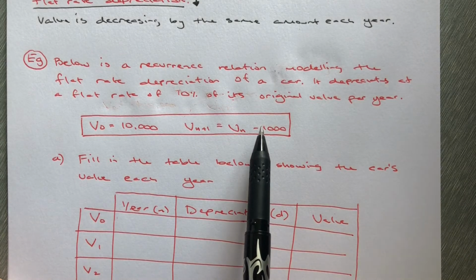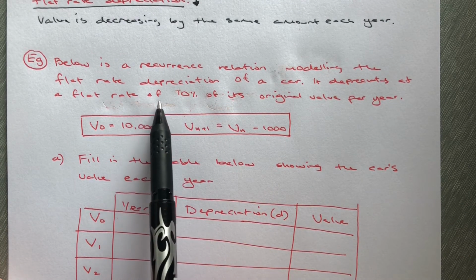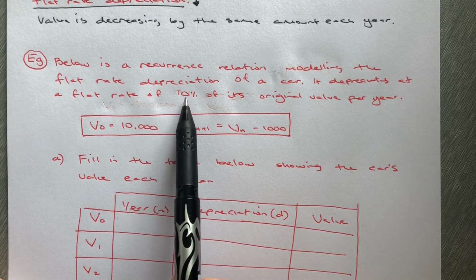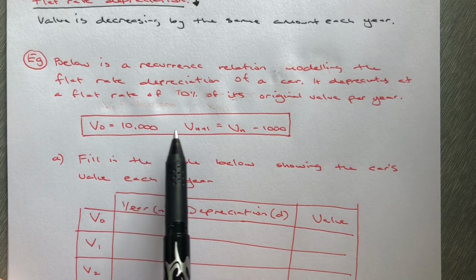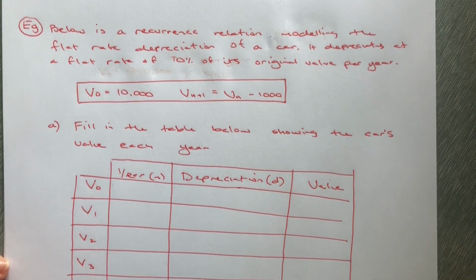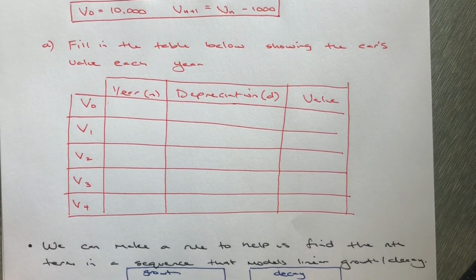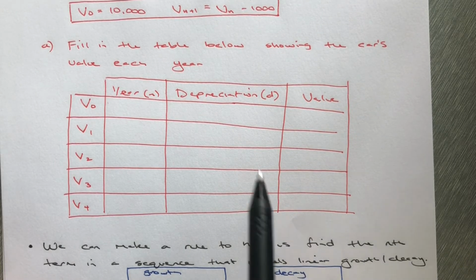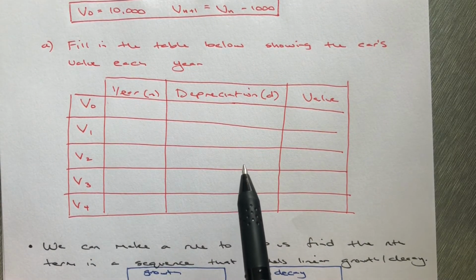Okay, now it told us before that the flat rate of 10%, hopefully we know that 10% of 10,000 is 1,000. That's why it's going down 1,000 per year. So let's look at A. Fill in the table below showing the car's value each year. Okay, so let's go through and try and fill this out.